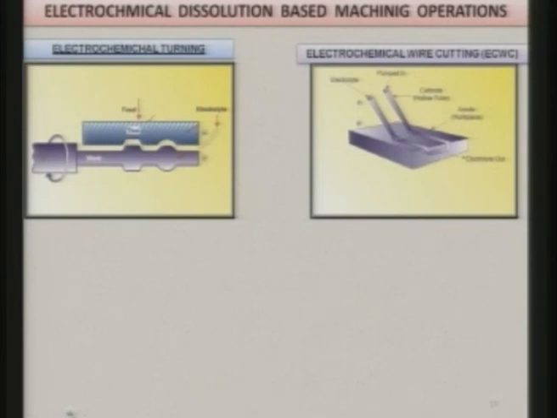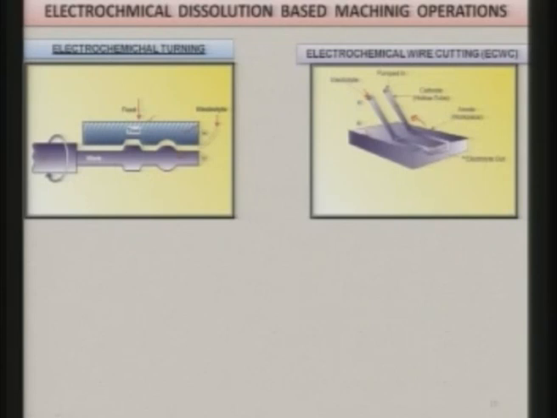Another good application is electrochemical wire cutting or tube cutting. You can see here again the workpiece is made the anode, and this hollow tube is made the cathode, and electrolyte is being supplied through this tube, and here are the holes through which electrolyte is coming, and you can see this tube is moving in this direction. So, it is removing this workpiece material as if it is wire cutting, although it is a tube; in place of a tube you can use a wire.